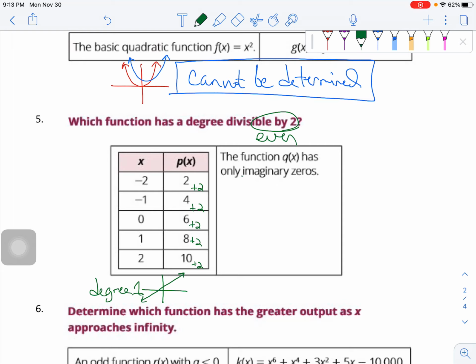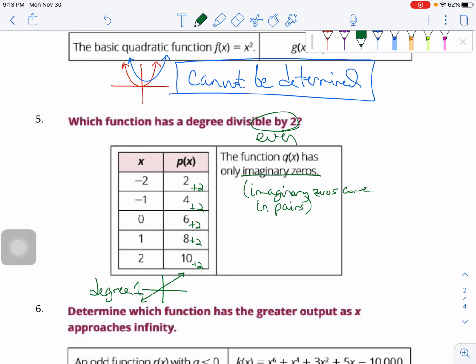But it says the function q of x has only imaginary zeros. Now what you need to know is imaginary zeros come in pairs. So anytime you have a function, if you know that one of your roots is imaginary, there has to be a second imaginary root as well. So you could have 2 imaginary roots, you could have 4 imaginary roots, you could have 8 imaginary roots, you could have 800 imaginary roots, but they have to come in pairs.